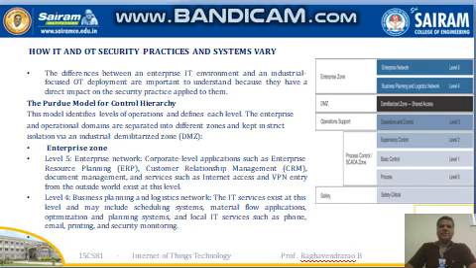The next level is the business and planning network. Here the IT services exist at this level, maybe including scheduling systems, materials, how applications are going to be optimized, and planning systems, then local IT services such as phone, emails, printing, how it is going to carry out all these things, and security monitoring is also there.